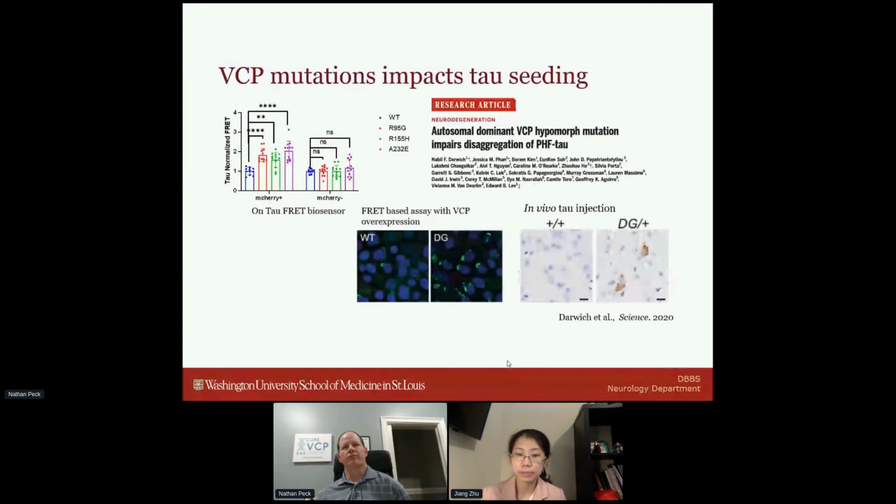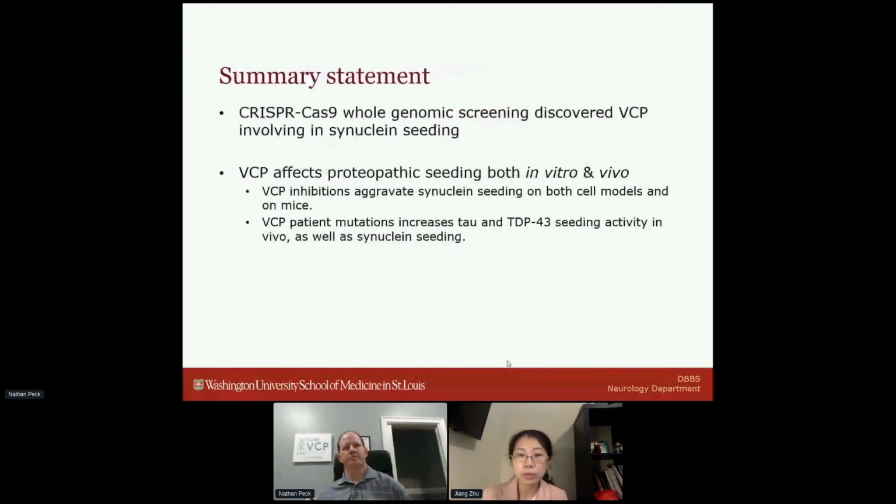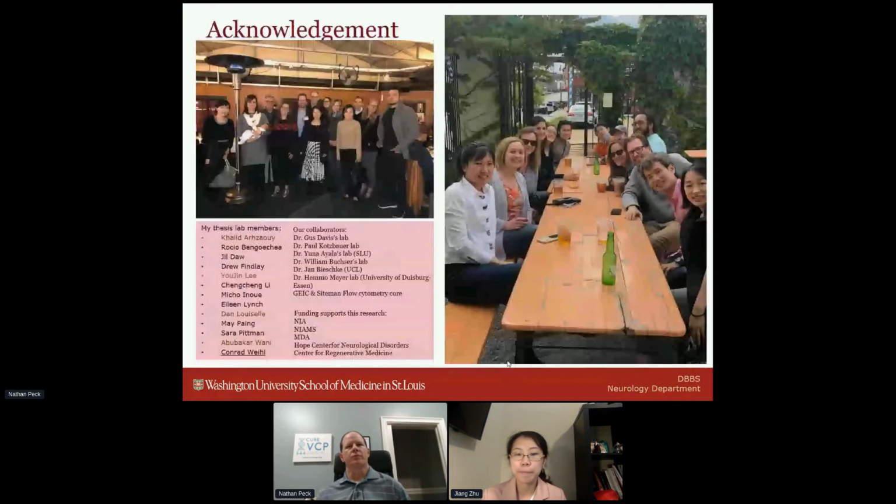So, combined with all those three different seeds, we get to the conclusion that VCP protects against protein seeding in general. And we saw that the inhibition of VCP can actually aggravate protein seeding.